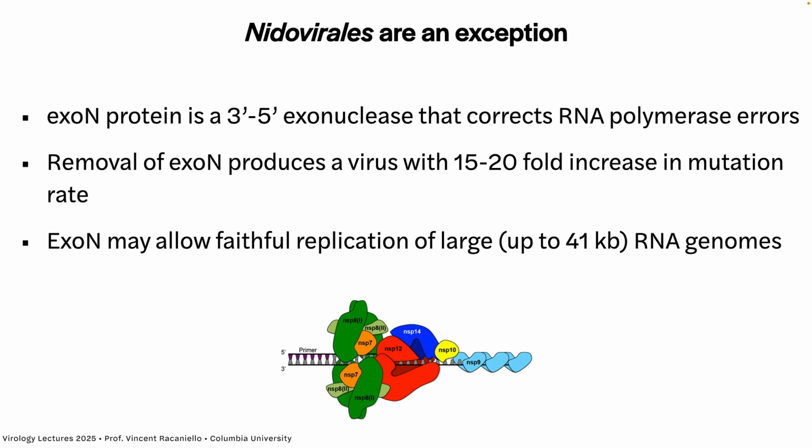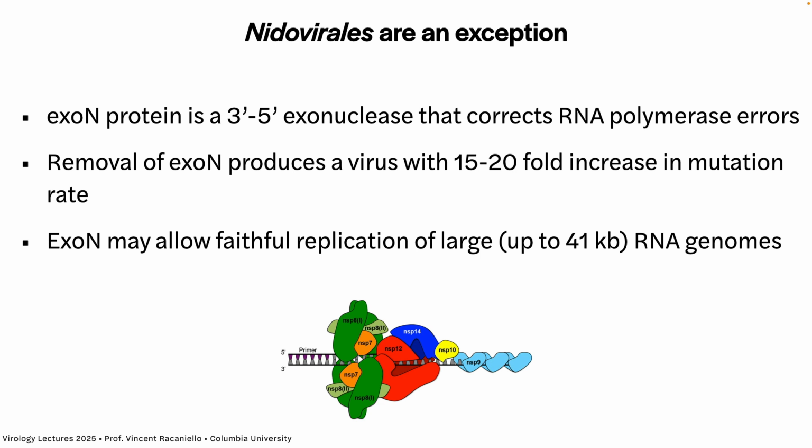They have an error correction protein called XON, which corrects RNA polymerase errors. If you take out an XON gene from the virus, you make a virus that makes more mistakes, as you might guess. And why do the coronas have XON and not other RNA viruses? Well, they're the biggest RNA genome. Outside of the coronas, the biggest are 10 to 12 kb. Coronas are 30, 40 kb and higher.